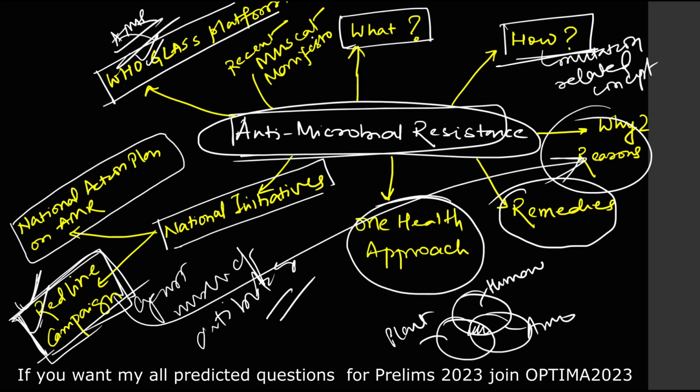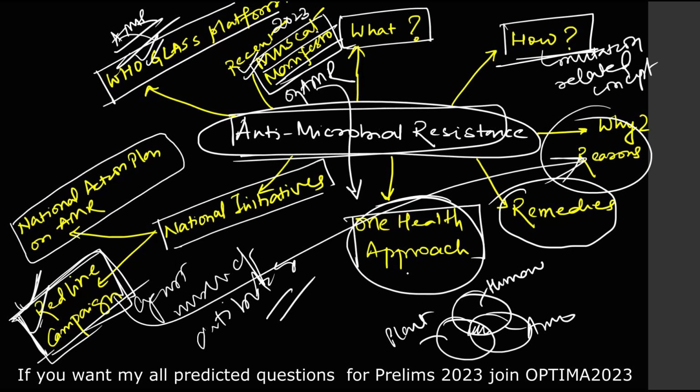And then recently, in 2023, there was a ministerial meeting in Muscat, and in Muscat they adopted a manifesto on AMR, which is called the Muscat Manifesto on AMR, and this manifesto basically talks about this One Health approach to check the growth of antimicrobial resistance.